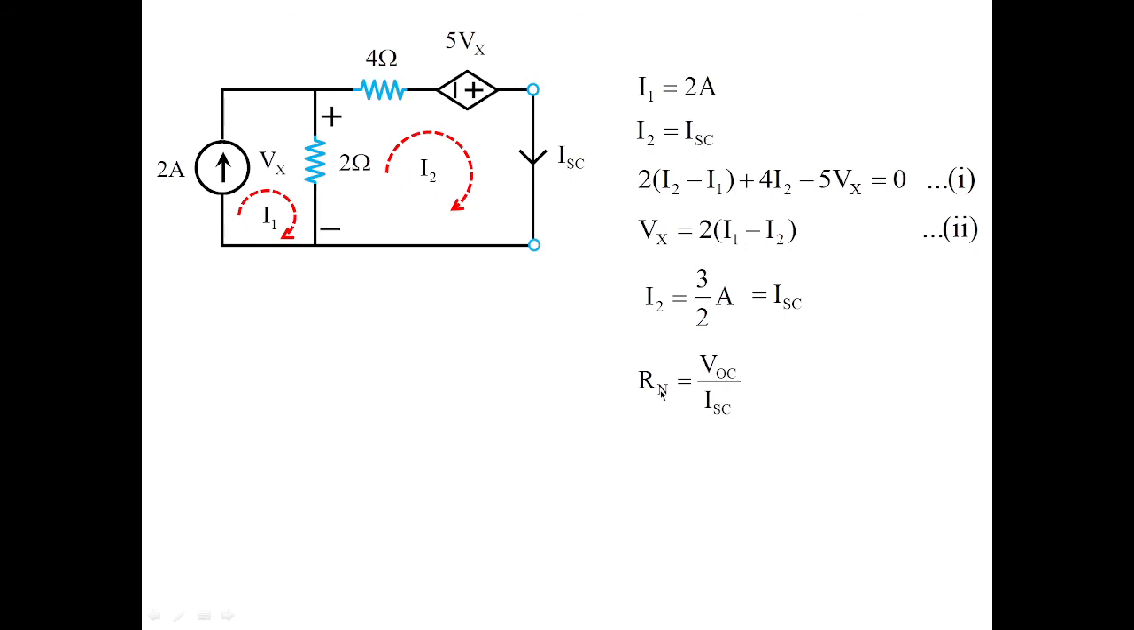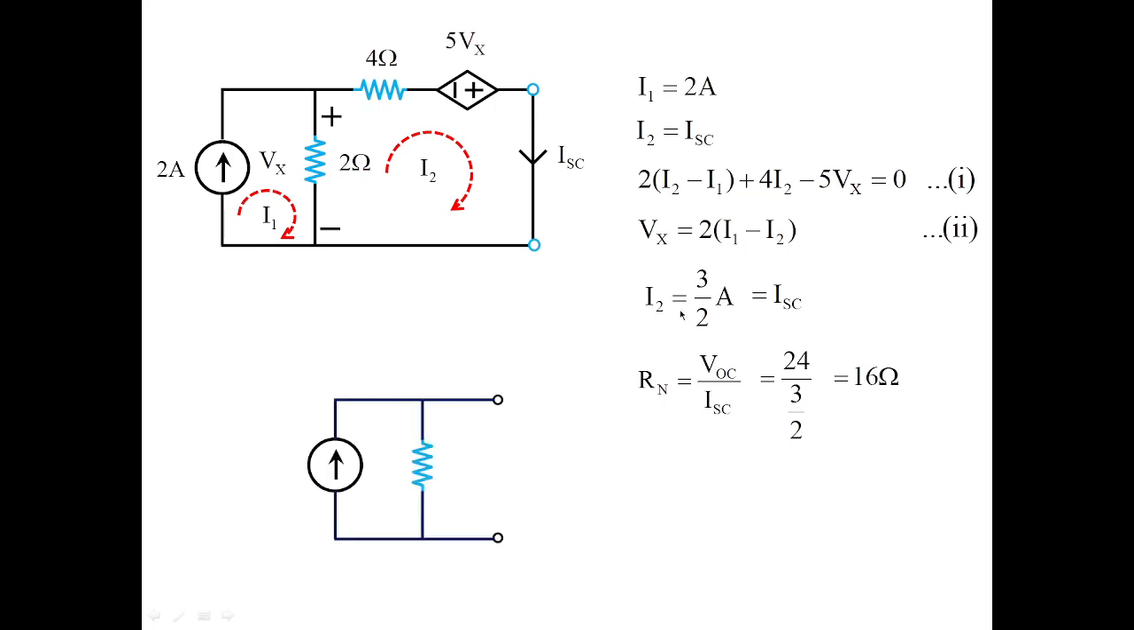Thevenin's resistance, which is equivalent to equivalent resistance, which is equivalent to Norton's resistance, is nothing but Voc by Isc. Substituting the values, we got the value of Voc as 24 volts and Isc as 3 by 2 amperes. I'm going to get the value of resistance as 16 ohms. Now, once the values of the short circuit current and Norton's resistance are obtained, we substitute the values and this becomes the equivalent network for the given network.